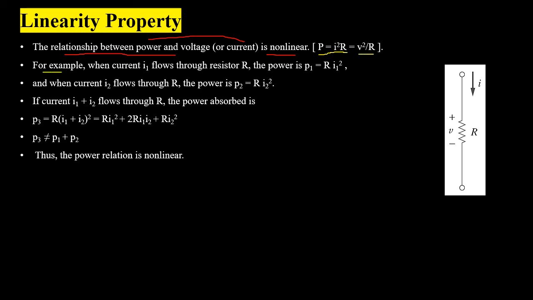Now if you consider the case of current, for a given current of I1, the power across the element R will be P1, which will be equal to I1 square R, and if current I2 flows through it, then power across the resistor R will be P2, which will be equal to I2 square into R. Now as a property of additivity, if I1 plus I2 current flows through the resistor R, then power absorbed will be equal to R multiplied by (I1 plus I2) square, which will give us R I1 square plus 2R into I1 into I2 plus R into I2 square.